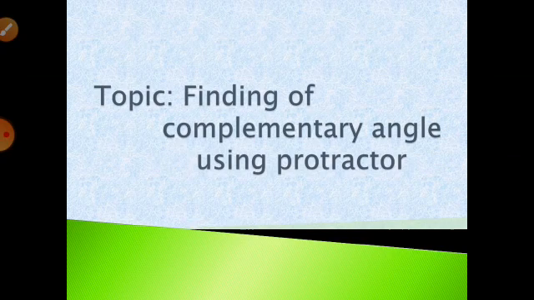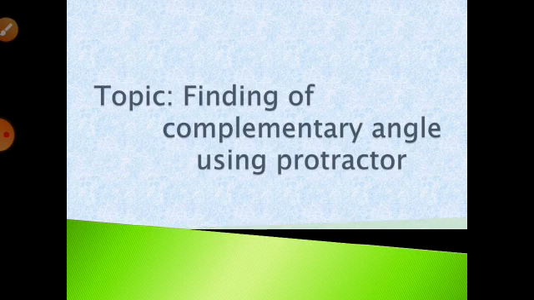Our today's topic is finding complementary angles using a protractor. Yes, it's new. First you found complementary angles by subtracting from 90 degrees. So now today you are going to learn how to use a protractor for finding such complementary angles in which one part is given to you and the other angle is missing.